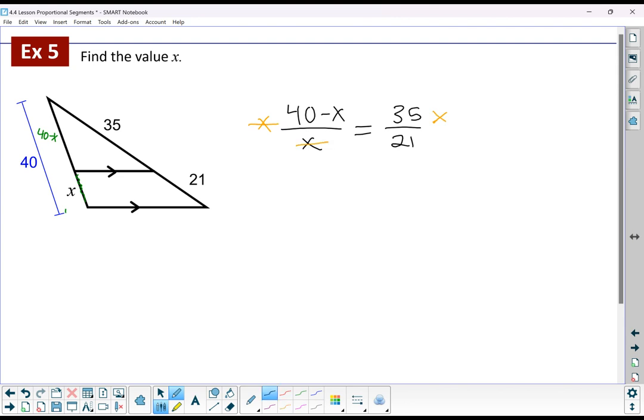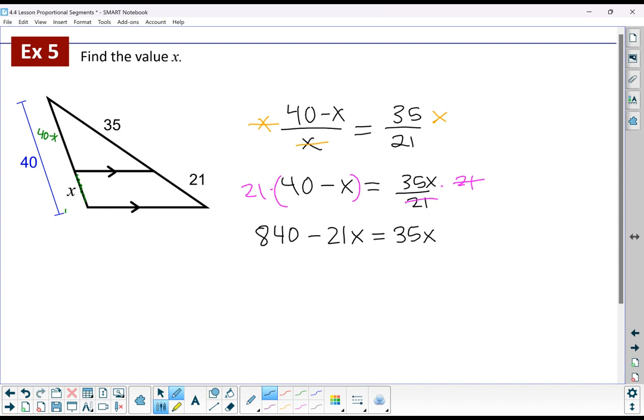So we're going to multiply both sides of our equation by x. So now we have 40 minus x is equal to 35x divided by 21. We can multiply both sides of our equation by 21. Because this side is a binomial and has more than one term, we're going to distribute the 21. The 21 on this side cancels. 21 times 40 is 840. So we have 840 minus 21x is equal to 35x.